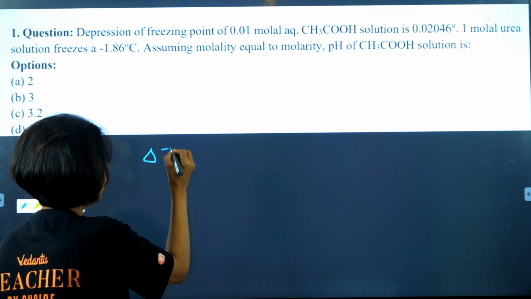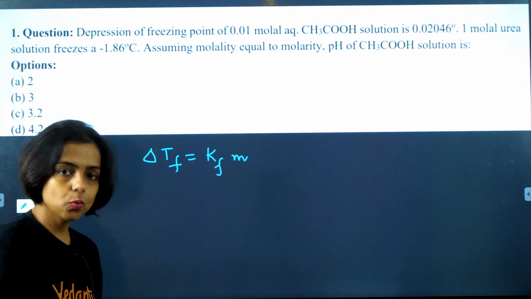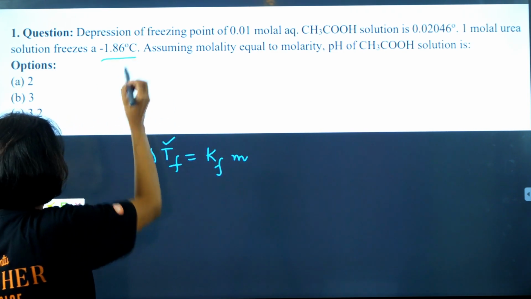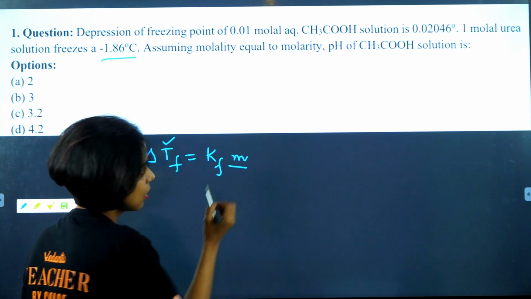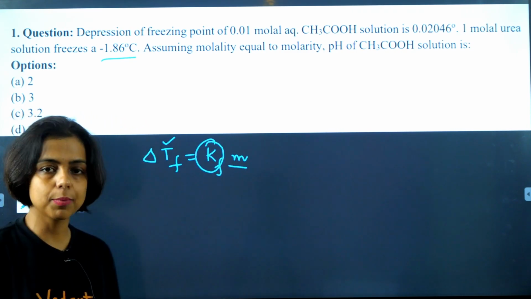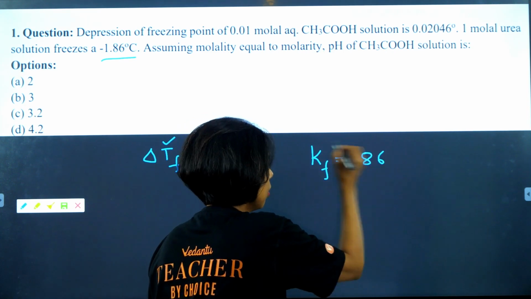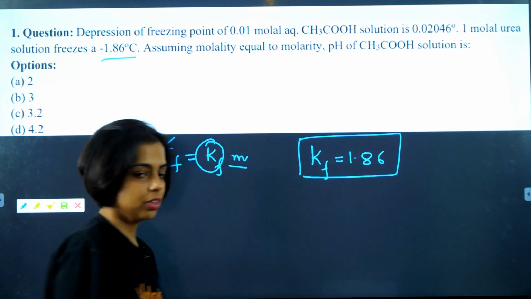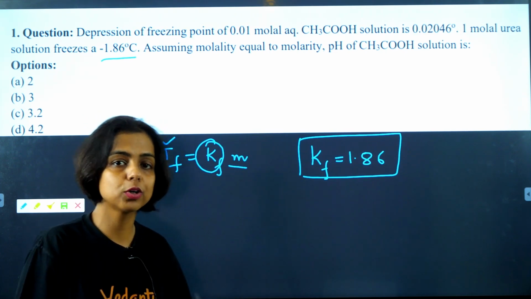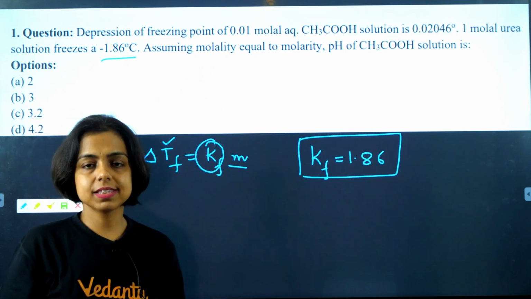So basically delta Tf is equal to Kf into m. If you want to cross verify, you can calculate delta Tf for urea. Molality is given to you, 1 molar urea solution. Kf you can calculate, that will of course come out to be 1.86, that is for water, right? So the urea part of the question is just to calculate Kf for water, because this Kf you are going to use in the same equation when you apply it for acetic acid.